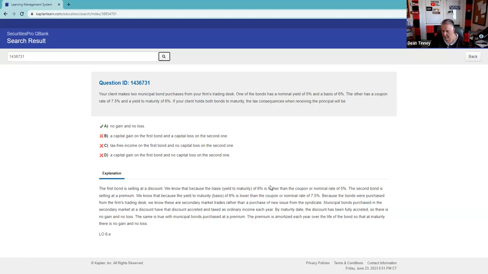They're telling you this discount is not like a zero where you have to do accretion and no taxes. Muni bonds purchased in the secondary market at a discount have the discount accreted and taxed as ordinary income each year. So we're doing accretion upward and amortization downward, and boom, that's why there's no gain or loss. The discount has been fully accreted, and so has the premium.